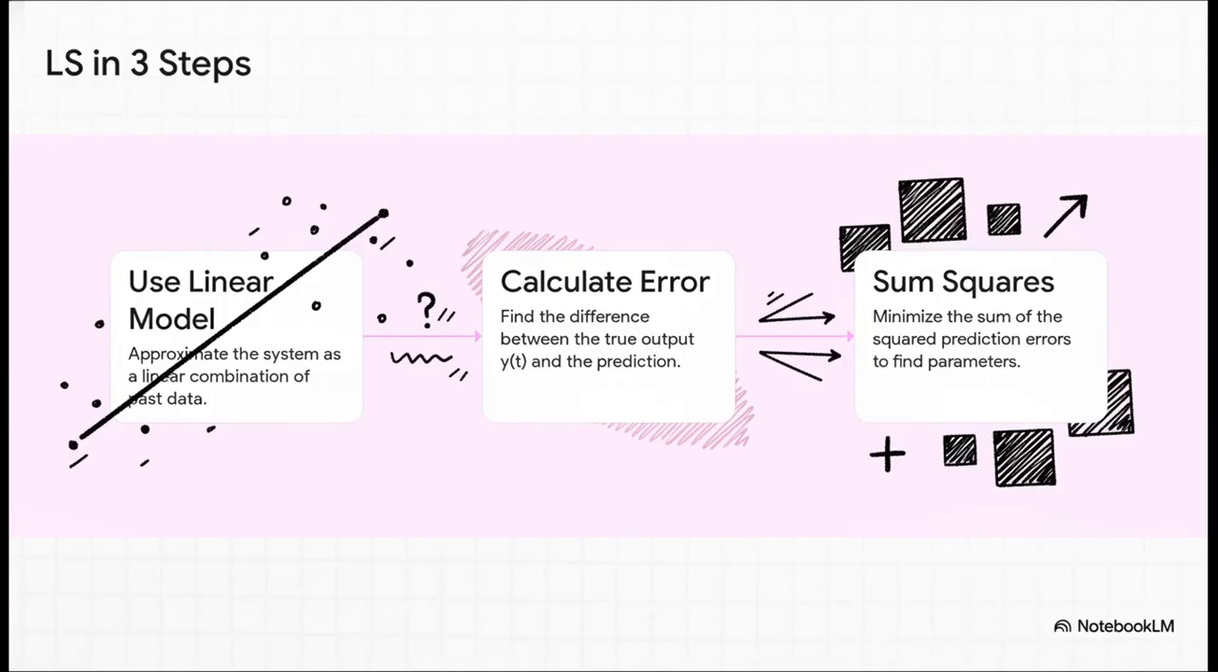The least squares method is just beautiful in its simplicity. Step 1, we start with a simple assumption that our system can be reasonably described by a linear model. Step 2, we define our prediction error, just like we saw before, the gap between reality and our guess. And then, step 3, this is the magic part. We find the specific model parameters that make the sum of the squares of all those errors as small as it can possibly be. We're not minimizing the errors, we're minimizing their squares.